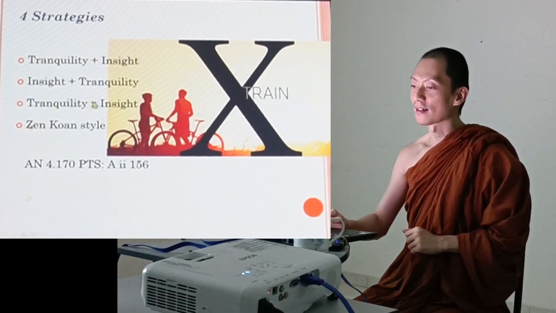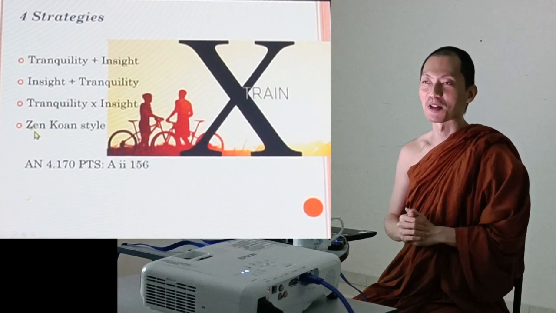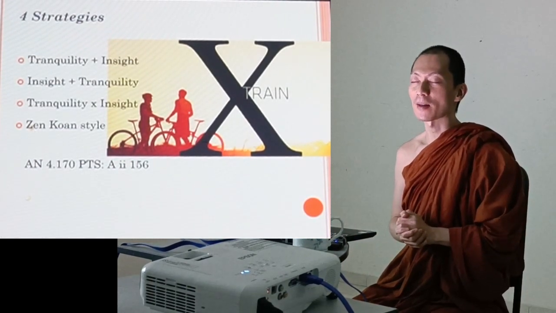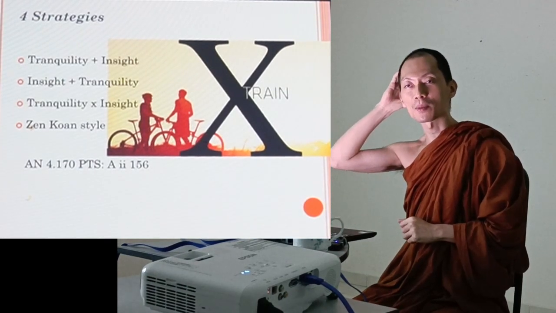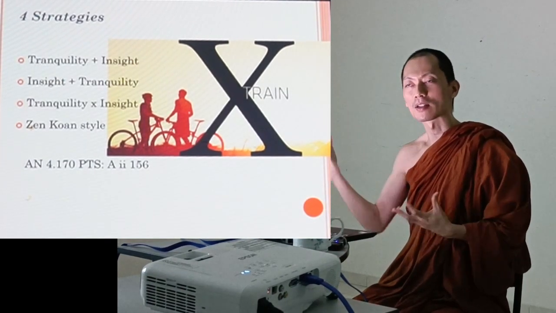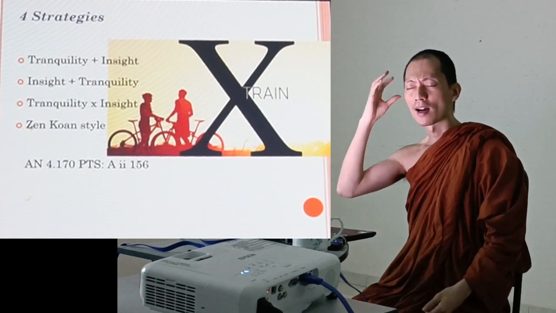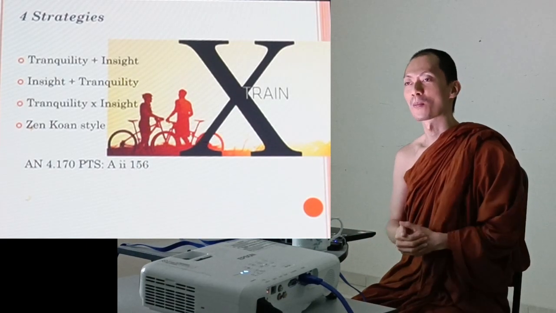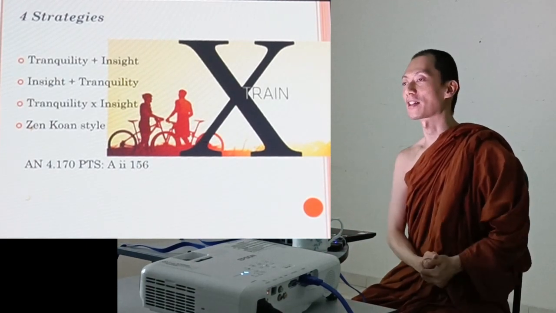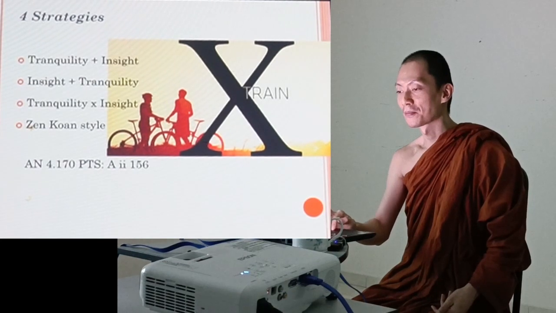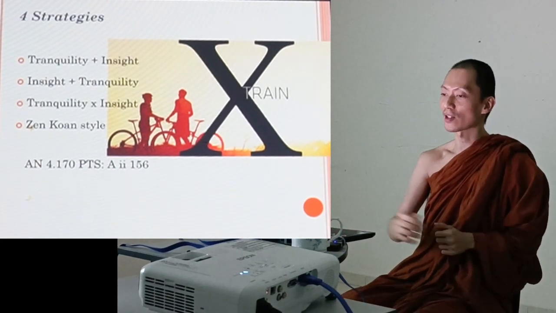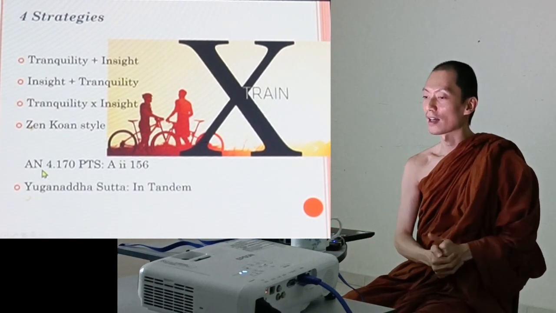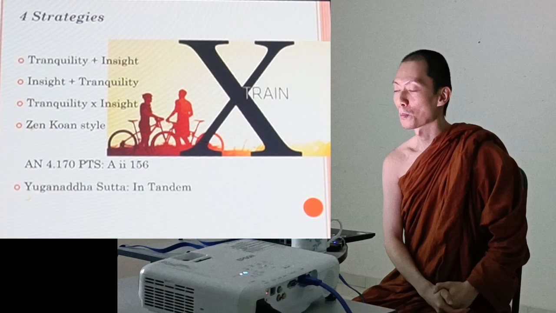And the fourth group, I named it myself, the Zen koan style. The sutta talks about a particular disciple having doubt in the Dhamma, having doubt in the teaching. They're not sure, so they keep asking until they have the answer. It's a bit like the Zen koan. So keep asking until they reach enlightenment. This is the fourth kind. So in total there are these four. You can find this in the Yoganandha Sutta, Anguttara Nikaya 4.17.